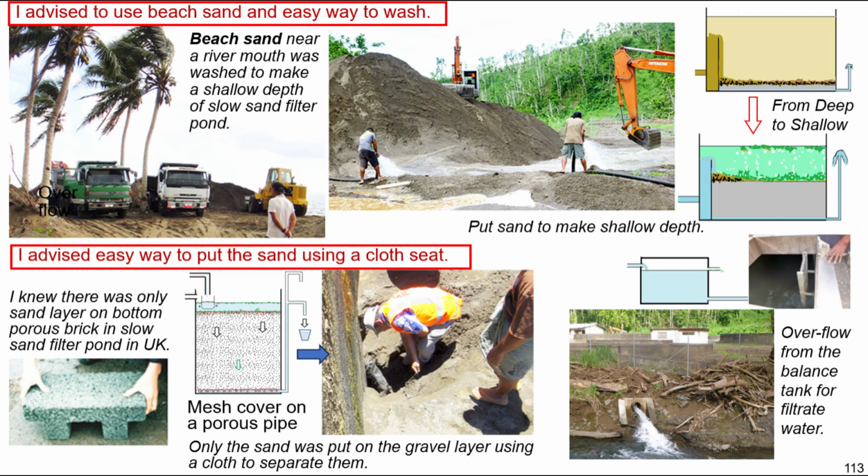Samoa is an island and it is difficult to obtain a large amount of good quality sand. Therefore, I recommended using sand from the sea near the mouth of a river. I also taught them a simple way to wash the sand. I knew there was only a sand layer on the bottom porous brick in slow sand filter ponds in the UK. Then, I advised putting only the sand on the gravel layer, using a cloth to separate them.